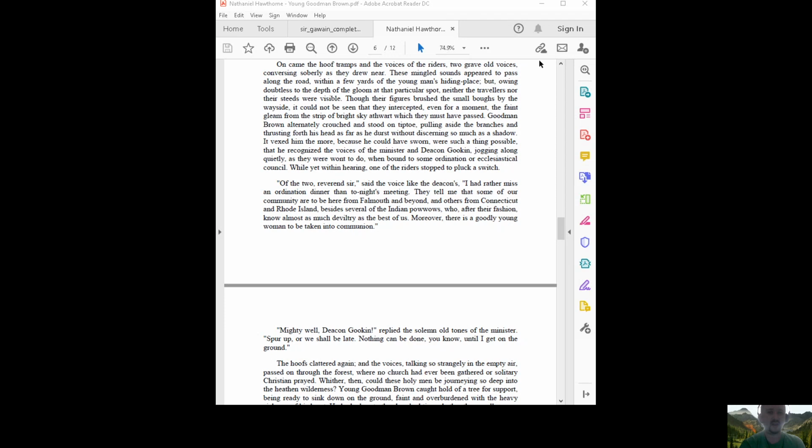Notice they're lining up the next people in Goodman Brown's life that he thinks are still good. Wonder where this is going.